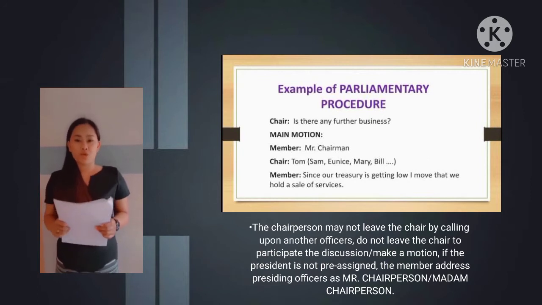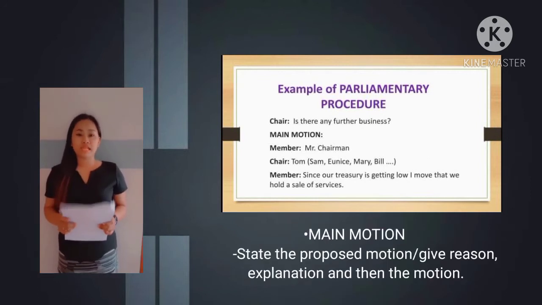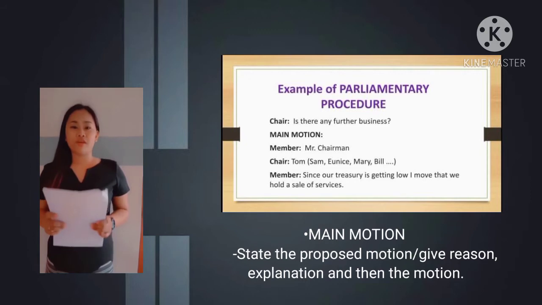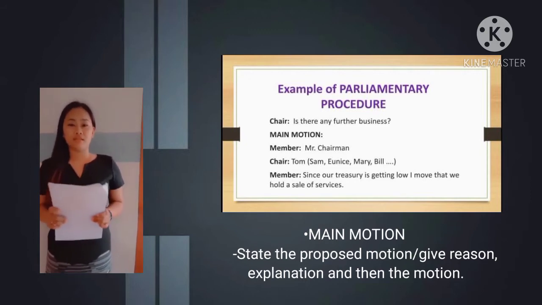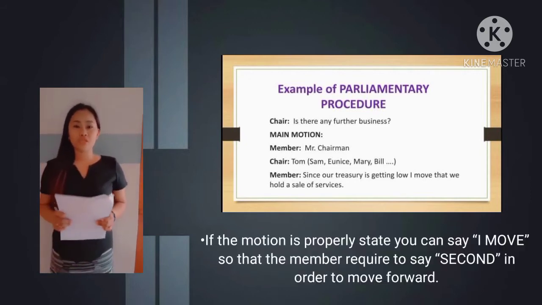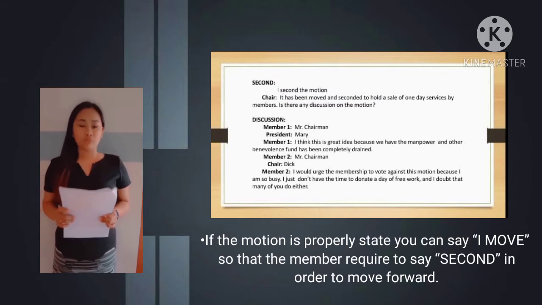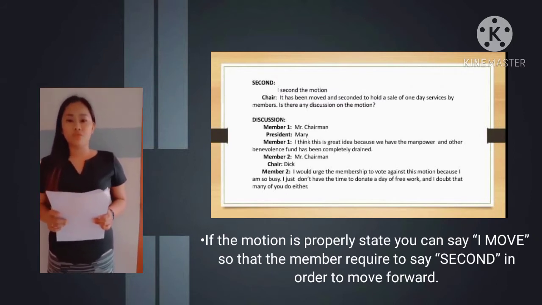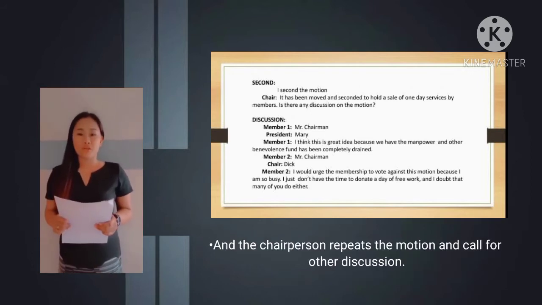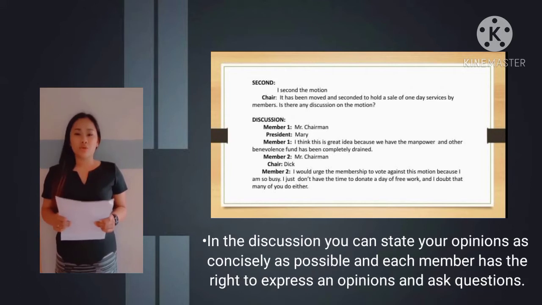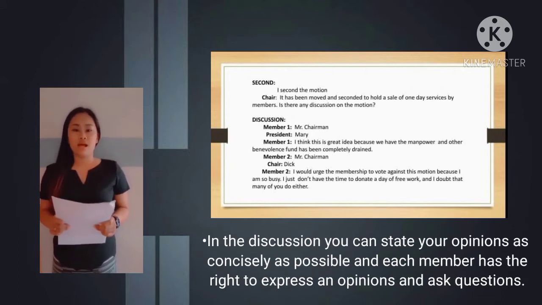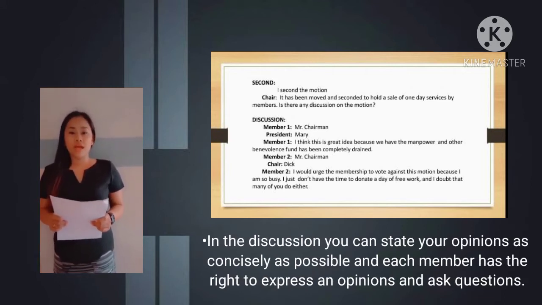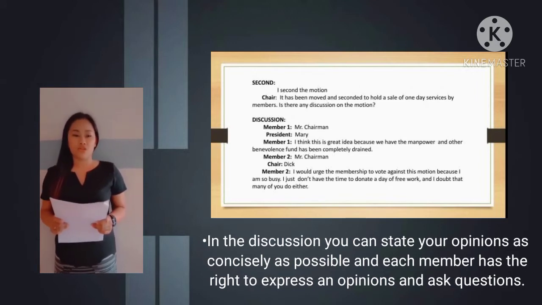For a main motion, state the proposed motion, or give a reason or explanation, and then the motion. If the motion is properly stated, you can say "I move," and another member is required to say "second" in order to move forward. The chairperson repeats the motion and calls for discussion. In the discussion, you can state your opinions or suggestions as concisely as possible, and each member has the right to express their opinions or suggestions and ask questions.